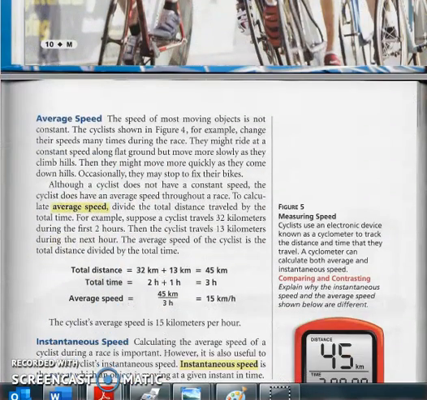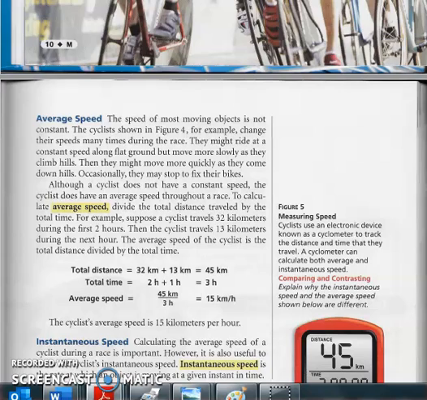Average speed. The speed of most moving objects is not constant. The cyclist in figure 4, for example, changes their speed many times during the race. They might ride at a constant speed along flat ground, but move more slowly as they climb hills. Then they might move more quickly as they come down hills. Occasionally, they might stop to fix their bikes. Although a cyclist does not have a constant speed, the cyclist does have an average speed throughout a race.